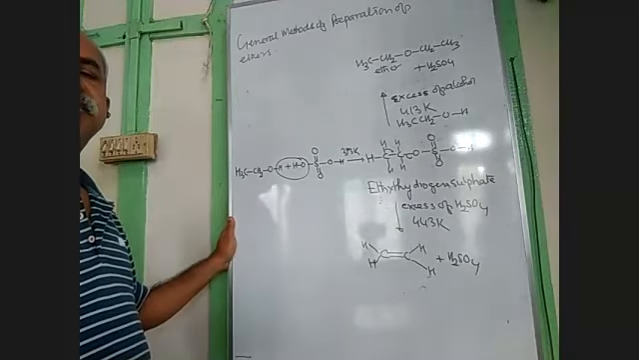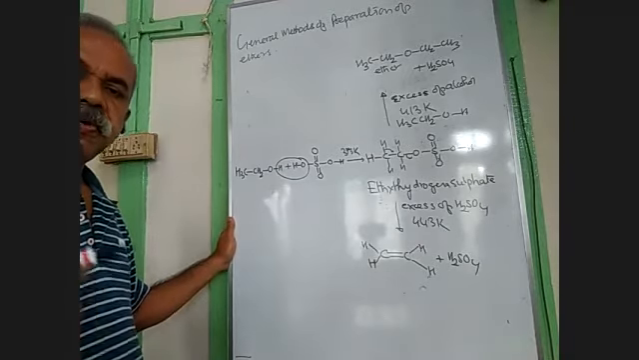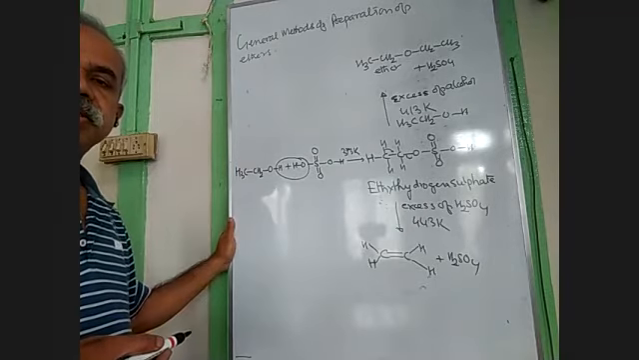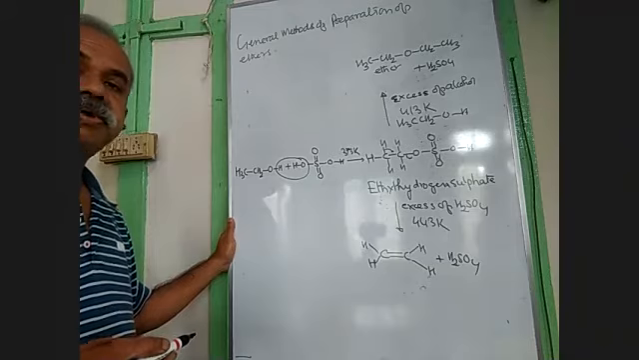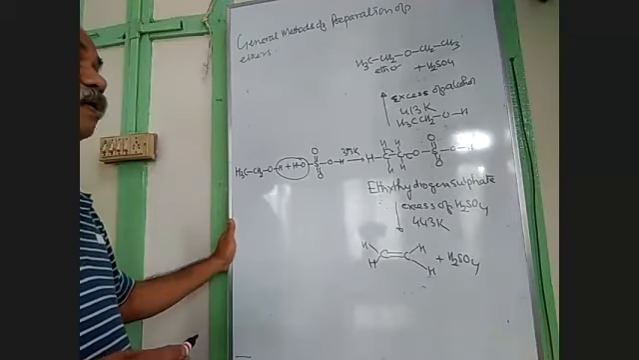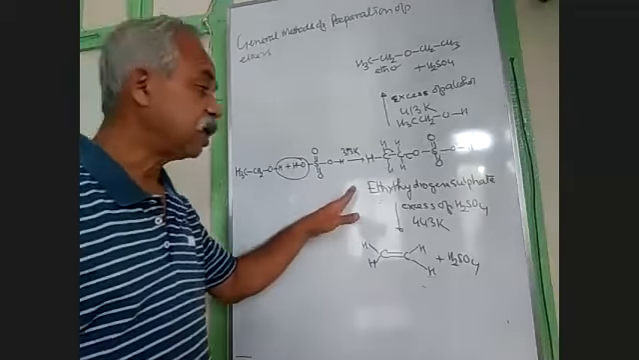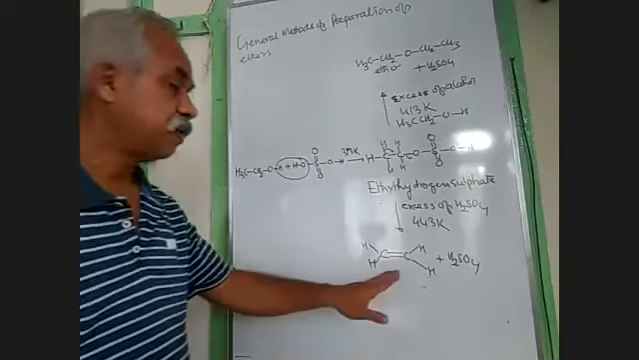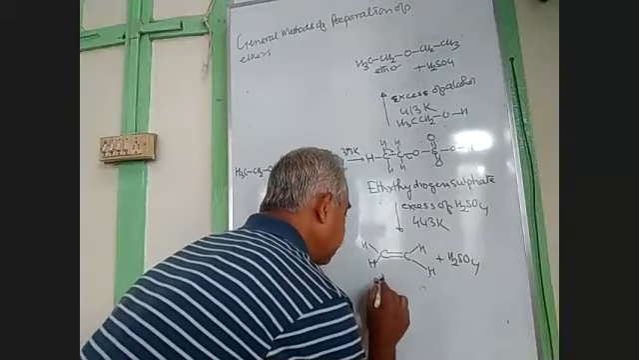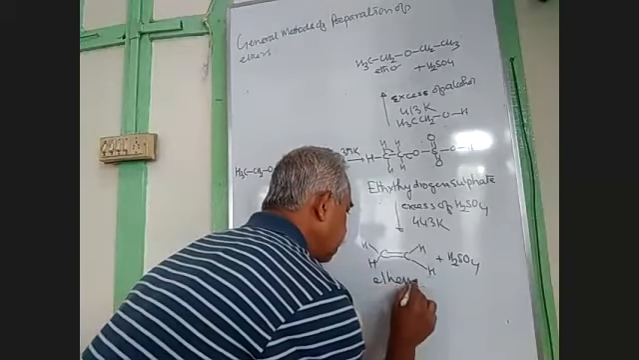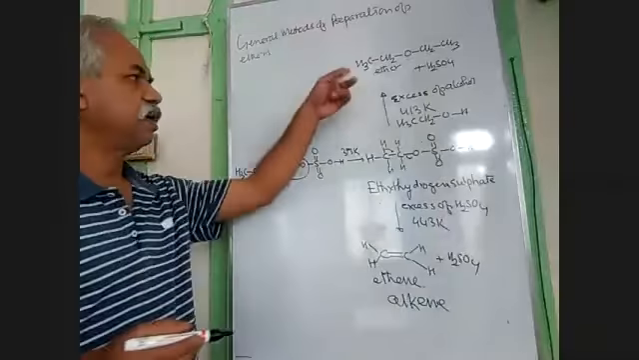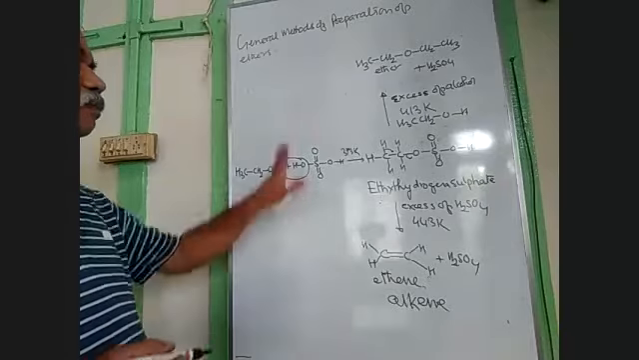So in your entrance exam, they may ask you, what are the products formed when ethyl alcohol reacts with sulfuric acid? They are not going to mention the temperature and conditions. So what you are going to say? You will say that it forms ethyl hydrogen sulfate, it forms alkene, and it forms ether. Alkene, ether, and ethyl hydrogen sulfate. Please write it.